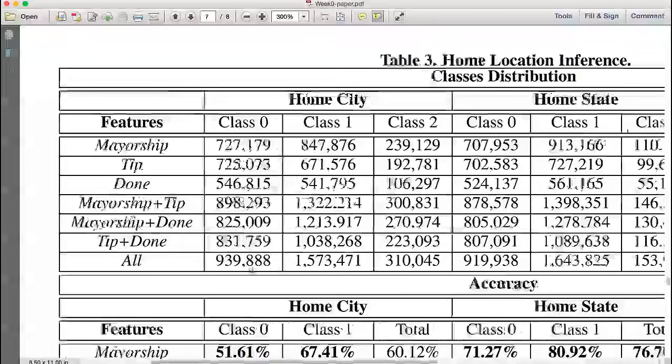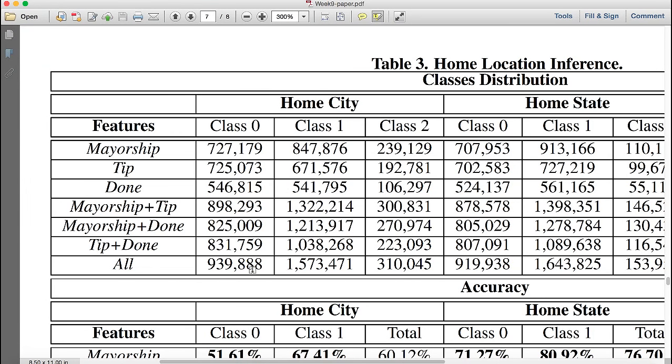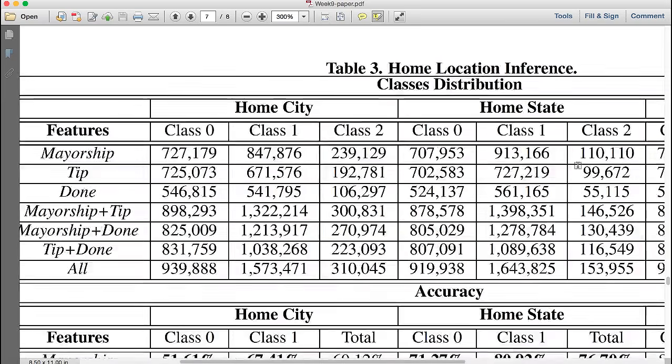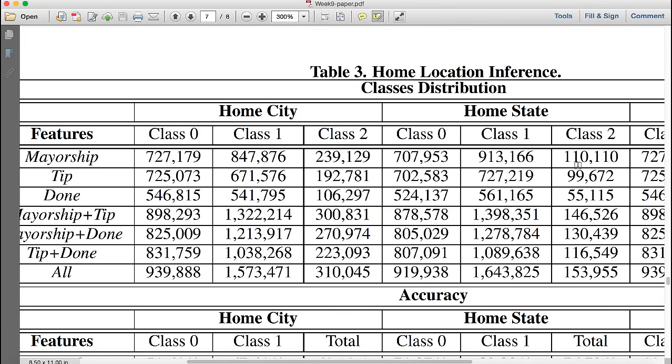For the state, 700,000 is for class 0, 900,000 is for class 1, and 100,000 is for class 2.